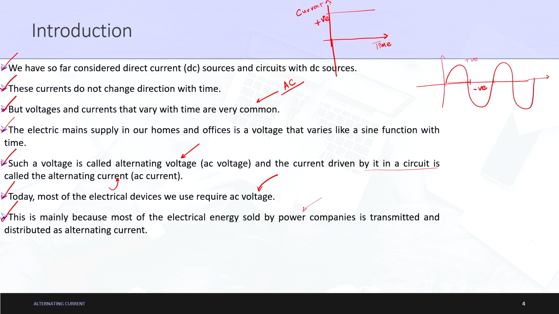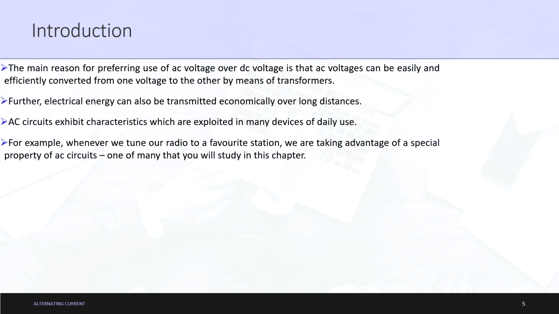So, where is this power generated? It is generated through power companies. This is mainly because most of the electrical energy sold by power companies is transmitted and distributed as alternating current. Because they only distribute it as alternating current, we basically use it as alternating current, or alternating voltages. Fine. What is the main reason?